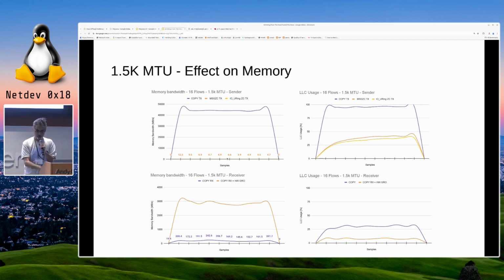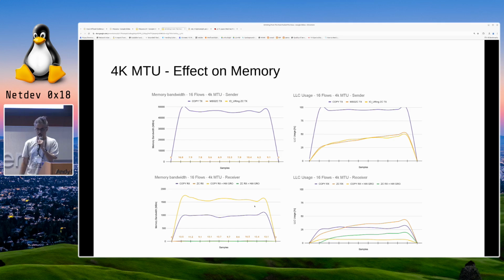I'm going to ignore the LLC cache. On the receiver, it's a bit strange that when we used hardware GRO, we saw a little bit more bandwidth being utilized on the memory bus compared to just standard. It looks counterintuitive. Hopefully someone can explain it to us here. But we ran this experiment like 100 times. This looks wrong. Do it again. Get the same results.